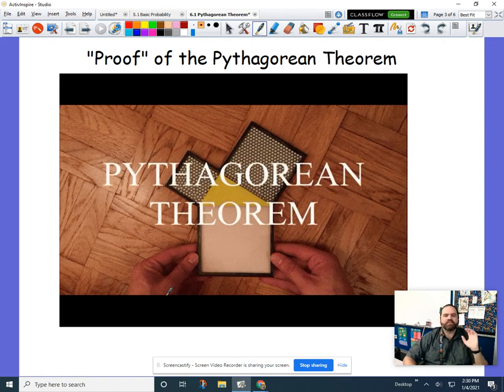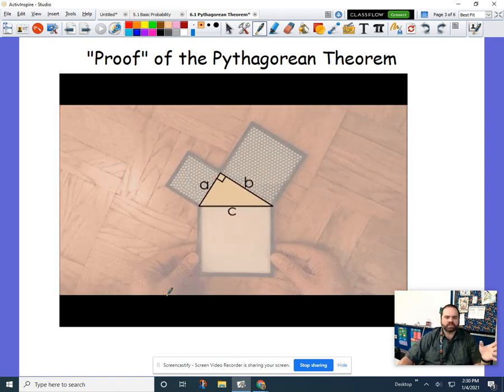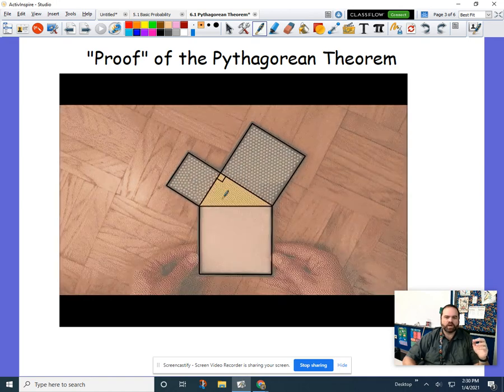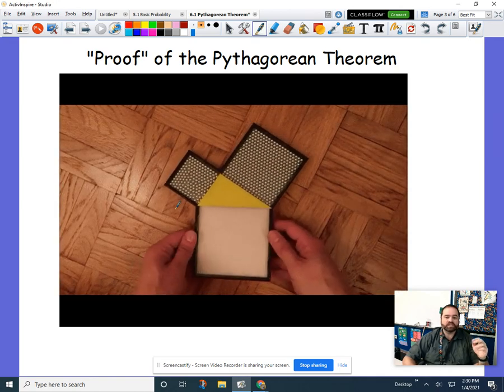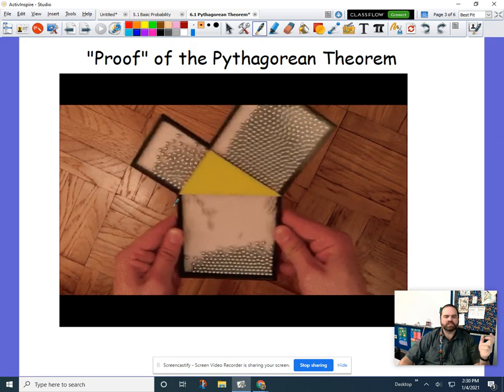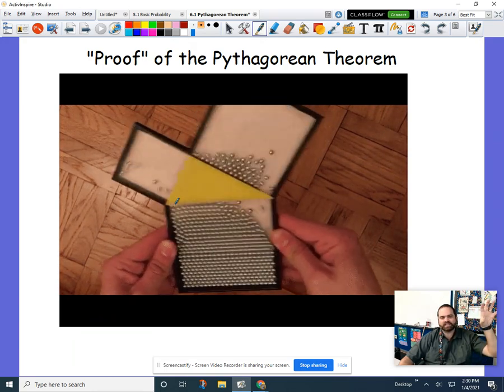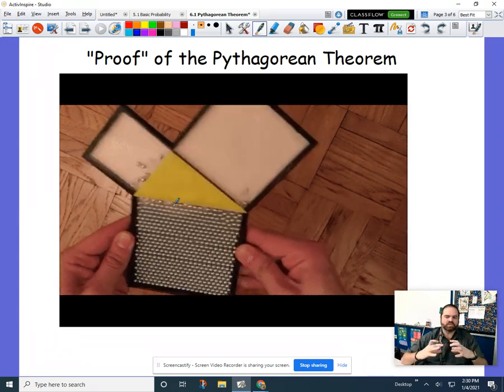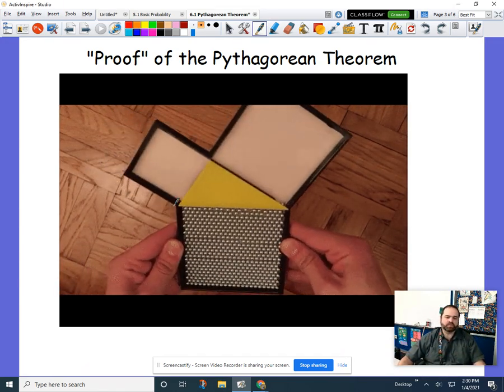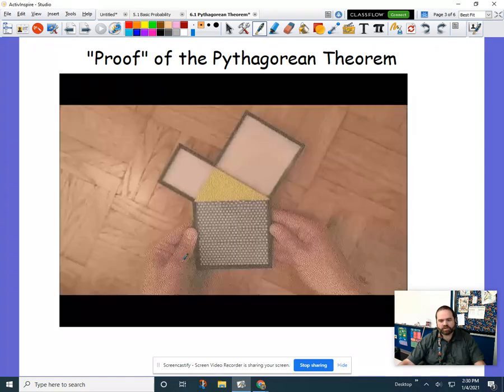Oh, I forgot. I found this video. There's no sound or anything, so I'll talk over it. But what it's doing is it is literally creating an a square and a b square and a c square. It's just kind of a little video proof of how this thing works. So the area of the a side and the area of the b side equals the area of the c side. I just thought it was kind of neat. I forgot that was in there.